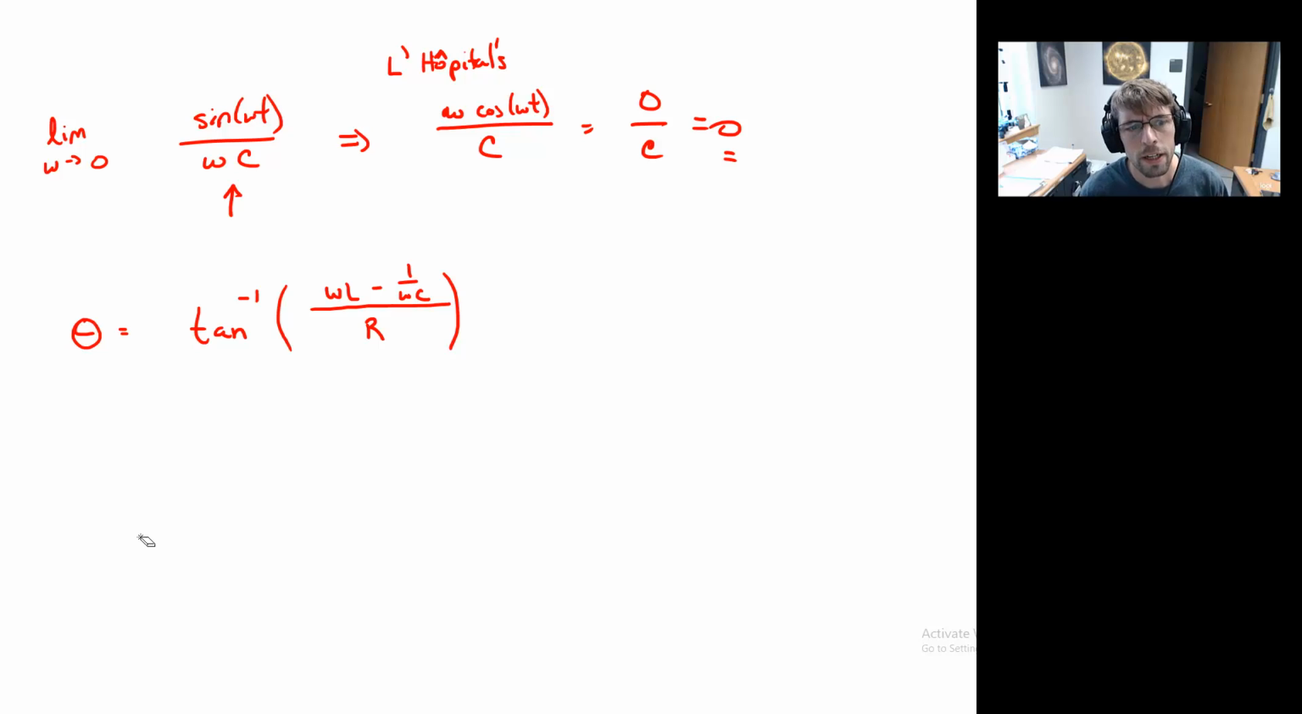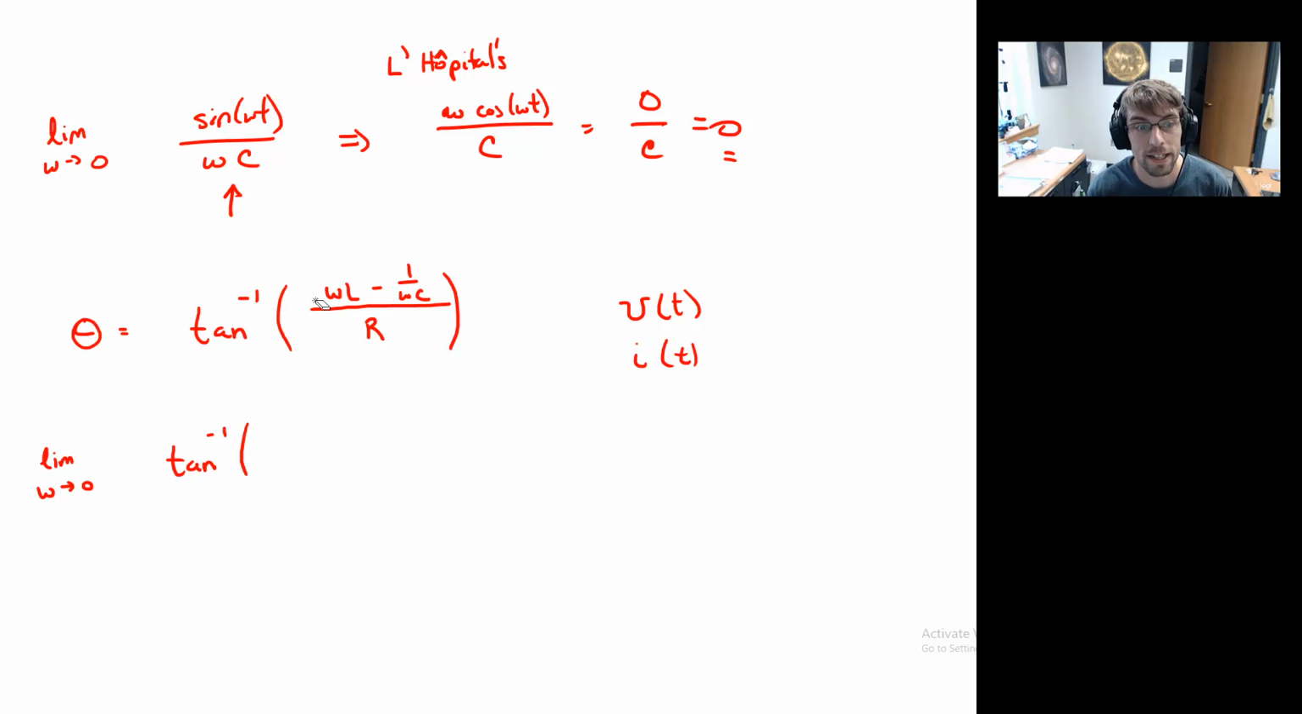So let's take a look at what happens to the phase, the relative shift between the applied potential and the resulting current, in the limit as omega goes to 0. What does that give me up here? Well, I get tangent inverse. That first term goes to 0. The second term goes to infinity.